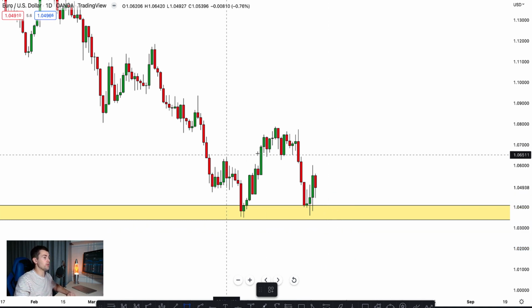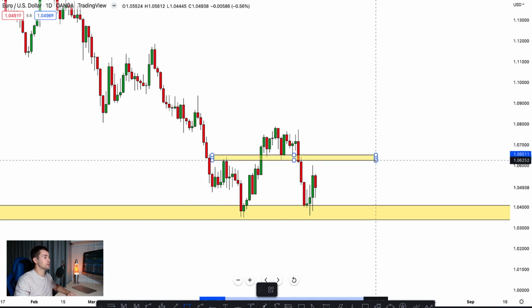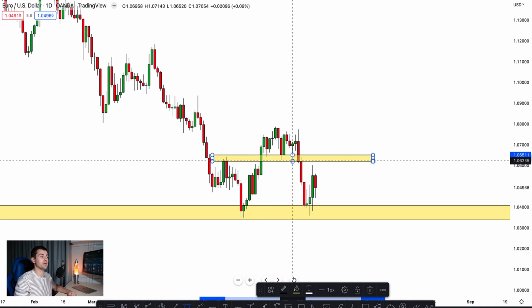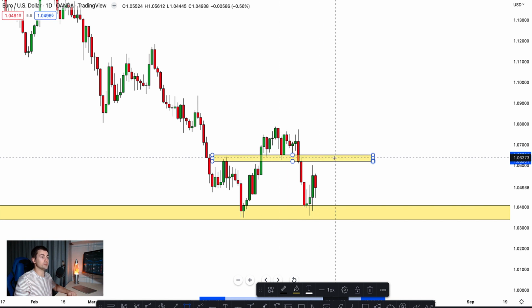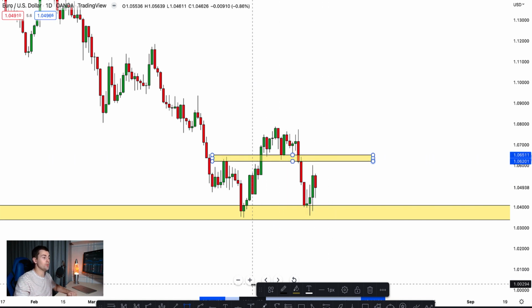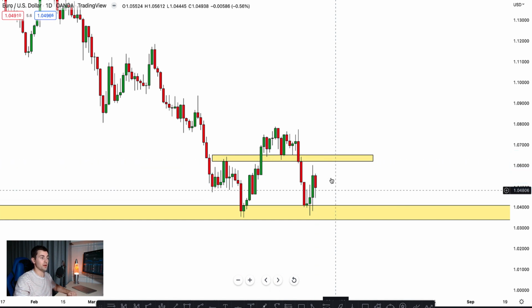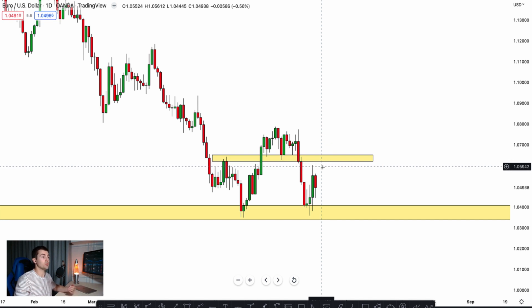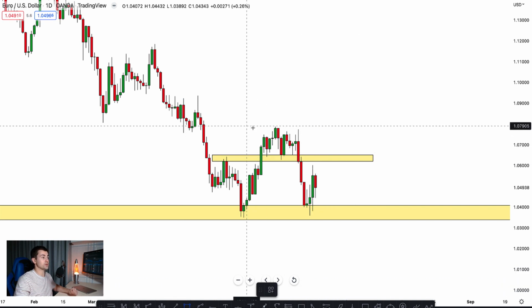The first structure that is on my radar is that horizontal resistance. Yes, you can see how nicely the pair respected that structure in the past. So I assume that once that structure is reached, we may expect a bearish movement from that. So once that structure is reached, next week wait for a confirmation to sell from here. And of course, once I see a confirmation and I am in, I will post an update on my free Telegram channel.